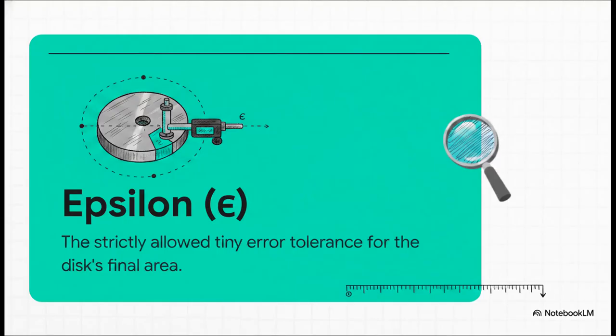And that brings us to our first key player, epsilon. Epsilon represents that strictly allowed tiny error tolerance for the disk's final area. It's basically the uncompromising boundary that the final product has to stay within. If it helps, think of epsilon as the absolute maximum mistake the client will tolerate. It is the boss of this entire operation.